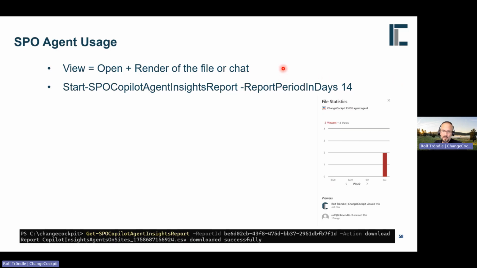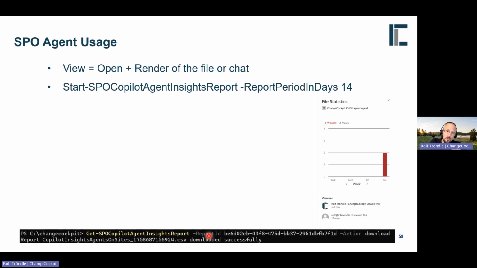But anyway, you can also, through the whole tenant, create a new report using Start-SPOCopilotAgentInsightsReport in the SharePoint Online Management Shell, and then the report period in days, for example for the last 14 days, and this will run for up to 1 day. Afterwards, you can export the report with Get-SPOCopilotAgentInsightsReport with the report ID, action download, and then it will download the CSV file.